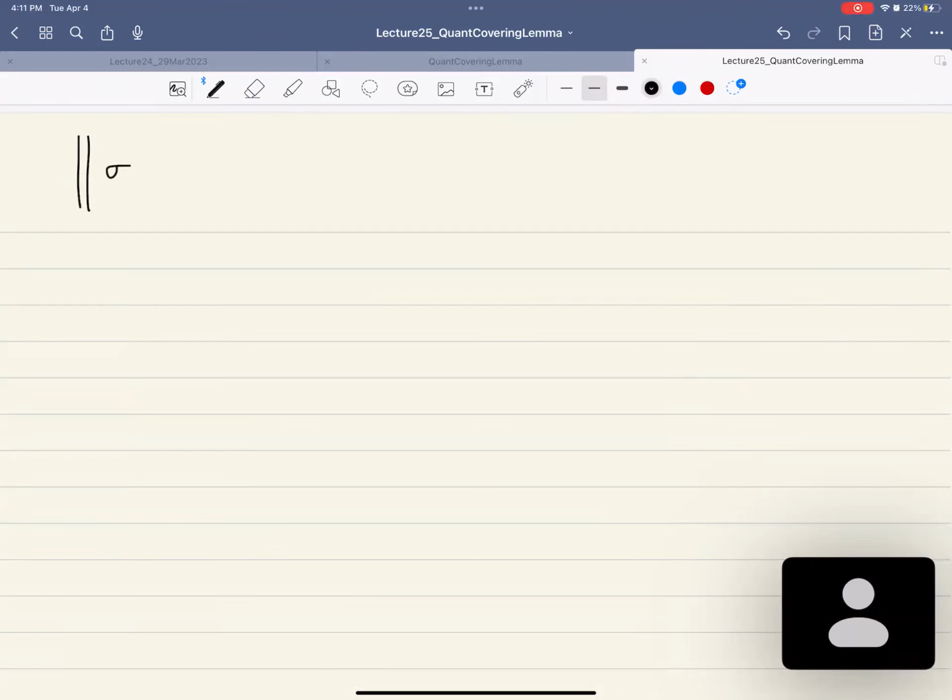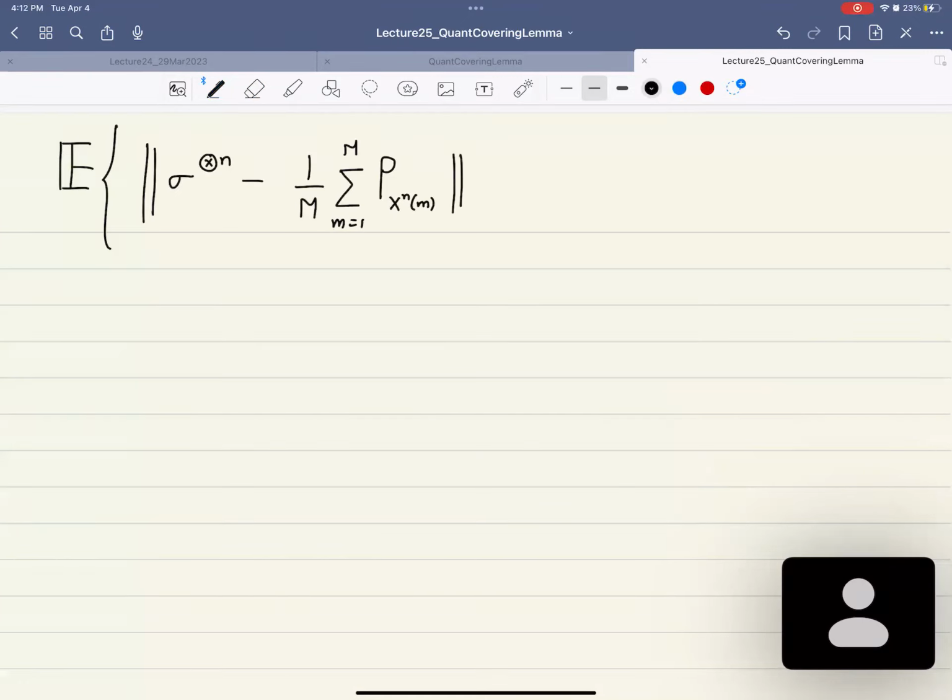Okay, so we are looking at this. The final object of interest: the expectation of sigma tensor n minus 1 by M, sum over m equal to 1 through capital M, of rho xn of m. Sorry, I'm writing this multiple times. My expectation is over the entire collection. So my x is this random collection xn of 1 all the way until xn of capital M.